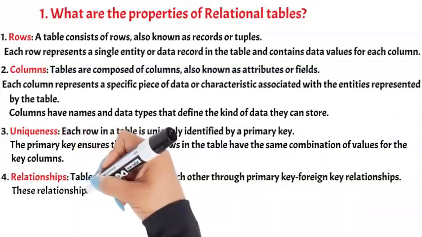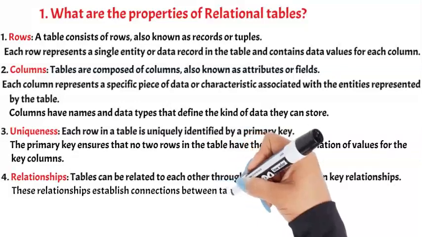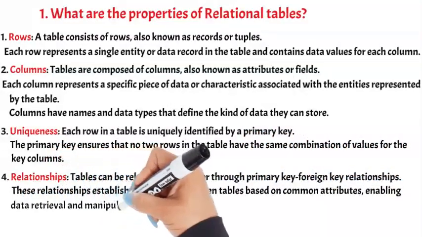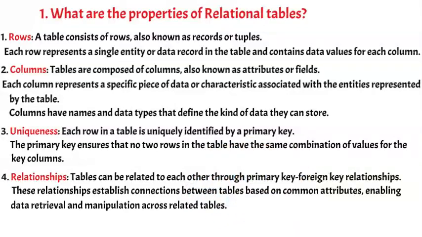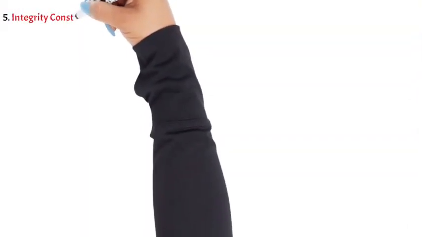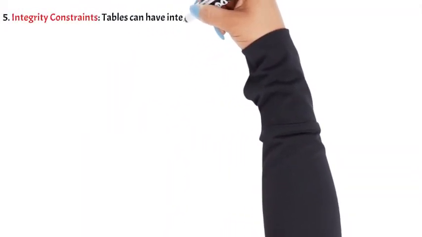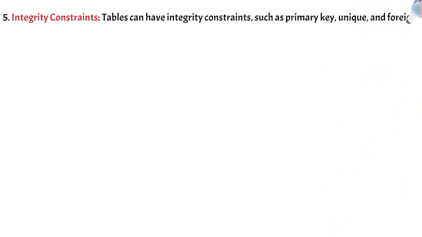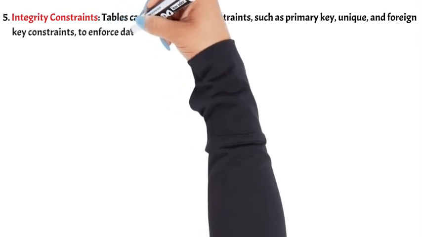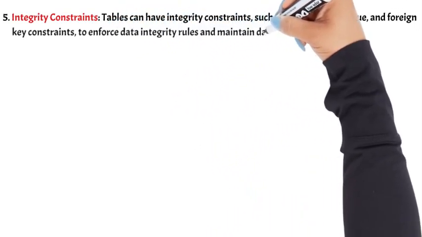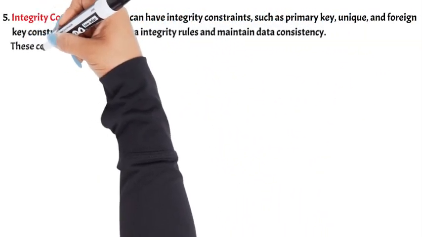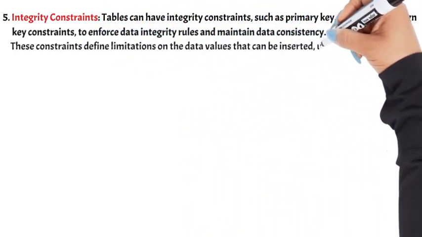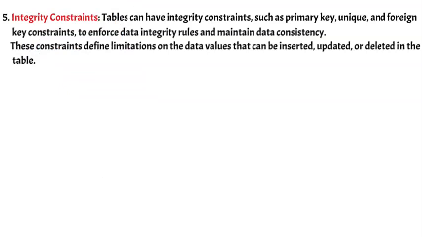These relationships establish connections between tables based on common attributes, enabling data retrieval and manipulation across related tables. 5. Integrity constraints. Tables can have integrity constraints, such as primary key, unique, and foreign key constraints, to enforce data integrity rules and maintain data consistency. These constraints define limitations on the data values that can be inserted, updated, or deleted in the table.